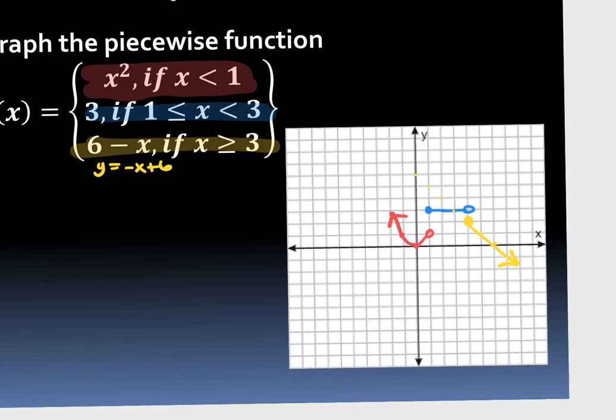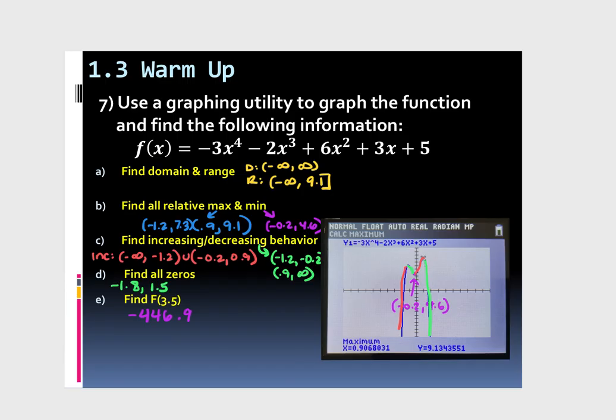Questions on that one? Okay, then came the calculator one. So use the graphing utility to graph the function and then find the following information.